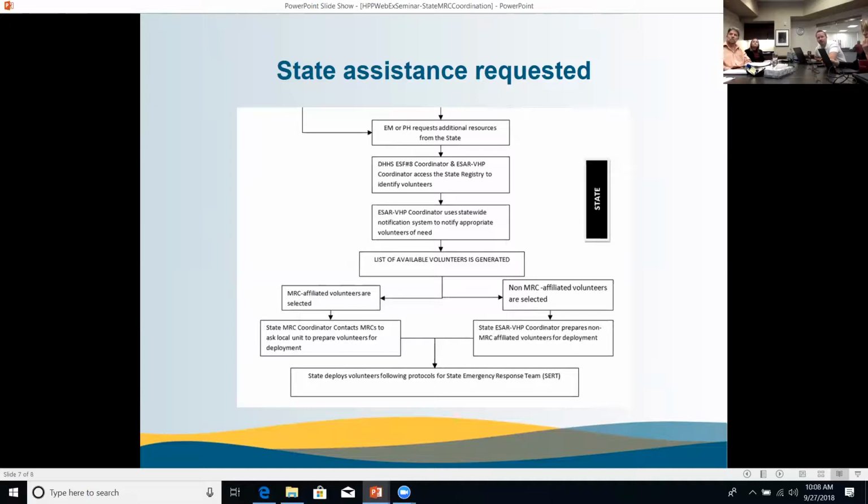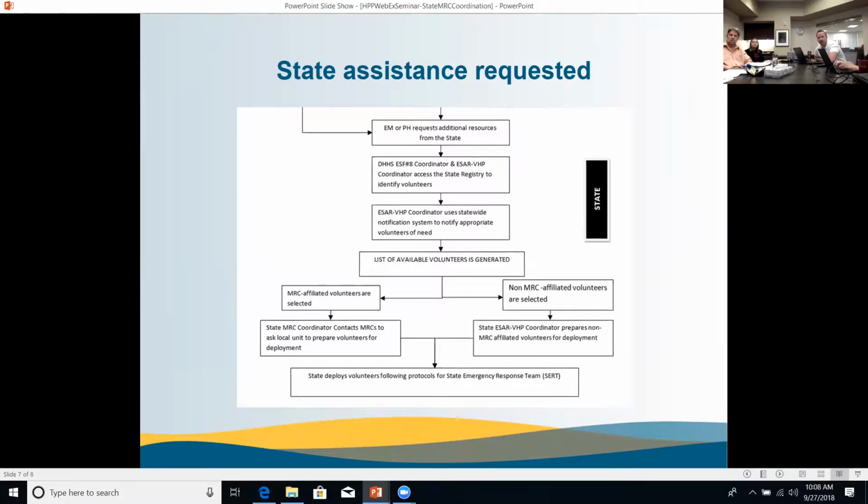And if the event is large enough, there's a good chance that that ESF 8 coordinator is positioned at or in contact with the State Emergency Operations Center at Nebraska Emergency Management Agency. So those requests go through the same process that any other equipment resource requests would normally go through for a large scale disaster. The ESAR VIP coordinator then uses a statewide notification system to notify appropriate volunteers through the ESAR VIP system. And we'll get into a little more detail about that later, about how that works.